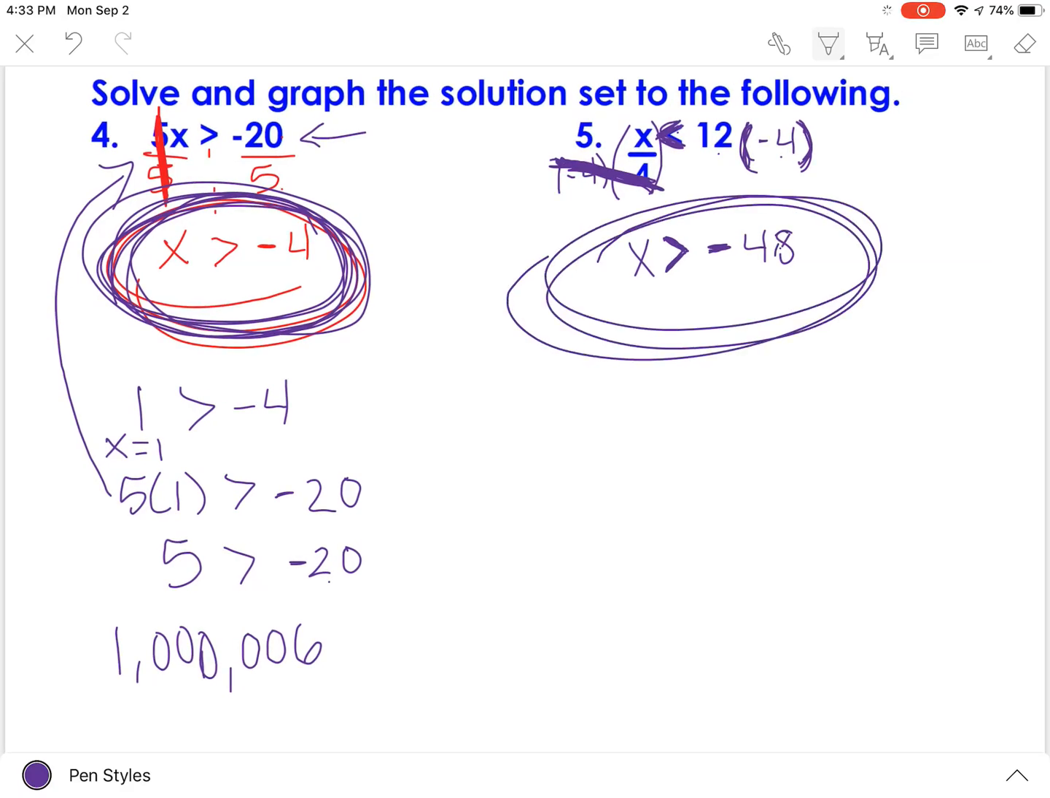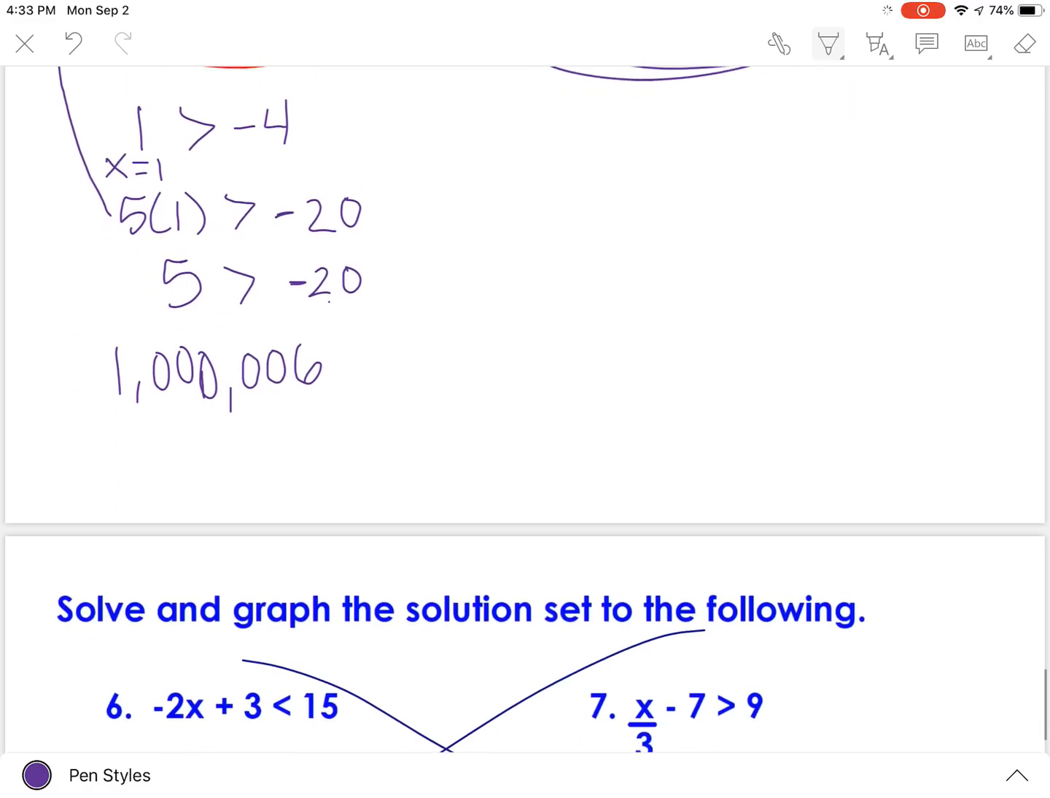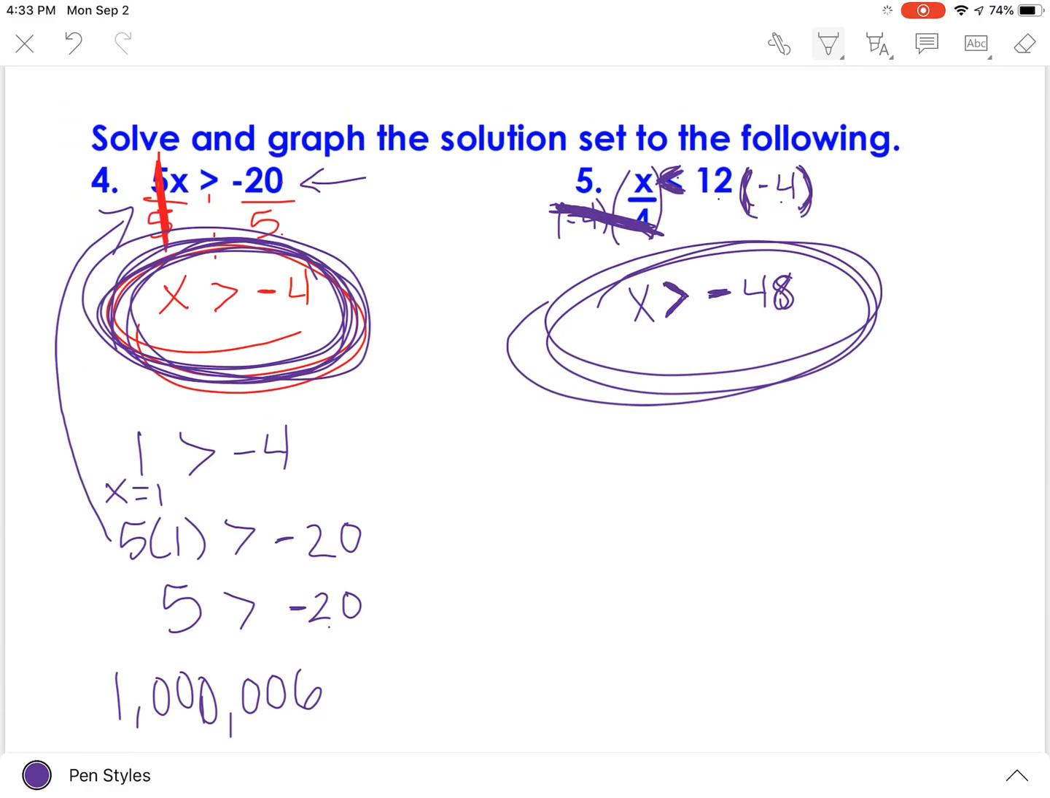solution for this inequality. For inequalities, remember, same rules of solving equations. You're still isolating x, you're still using those inverse operations, but if you multiply or divide by a negative number, then your sign will flip.